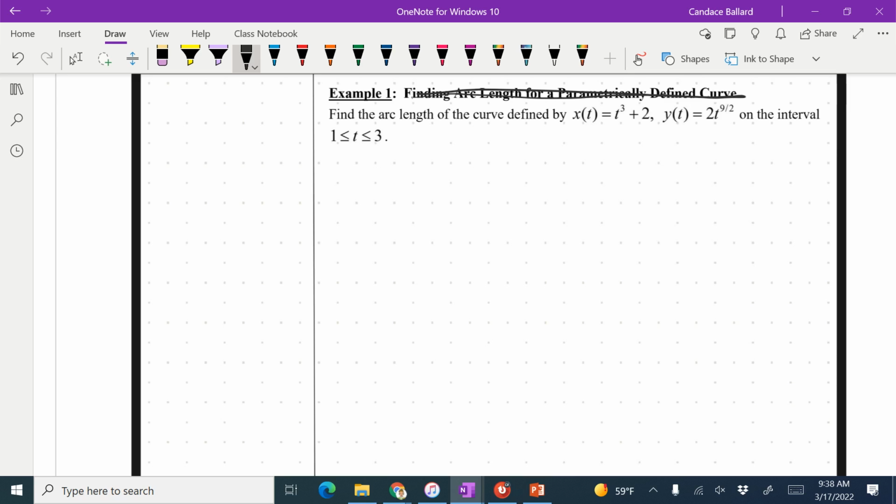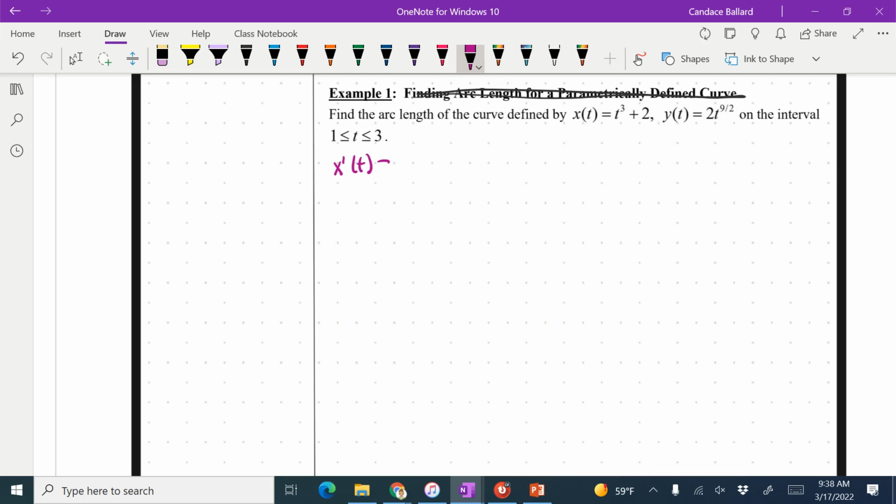Sometimes they'll say on the free response problem that it's defined parametrically. Sometimes they won't. But if it doesn't state it, and you have the two things, you're just going to assume it's parametric. Okay. All right. I know for arc length, I've got to find some derivatives, right? So I've got to find the derivative of x and the derivative of y. So let's do that first.